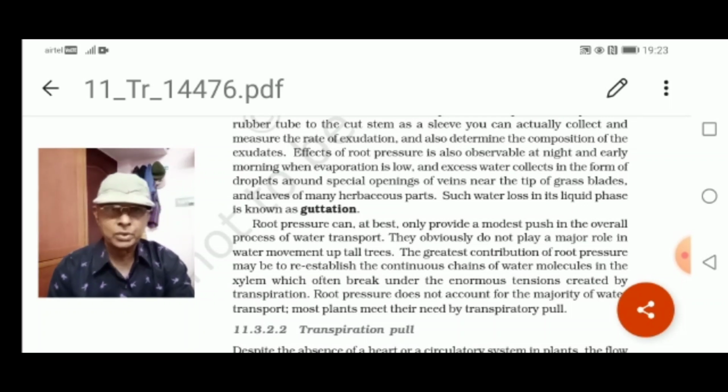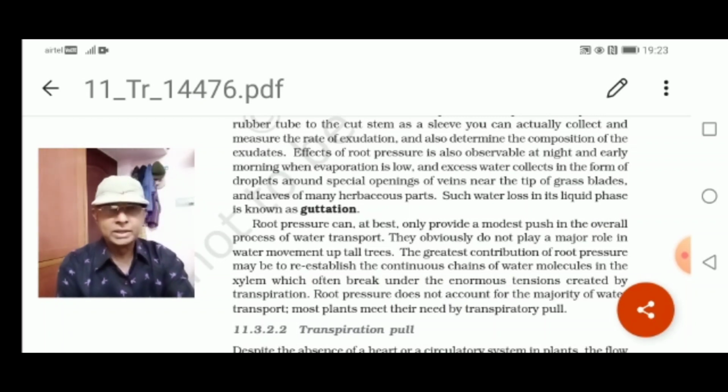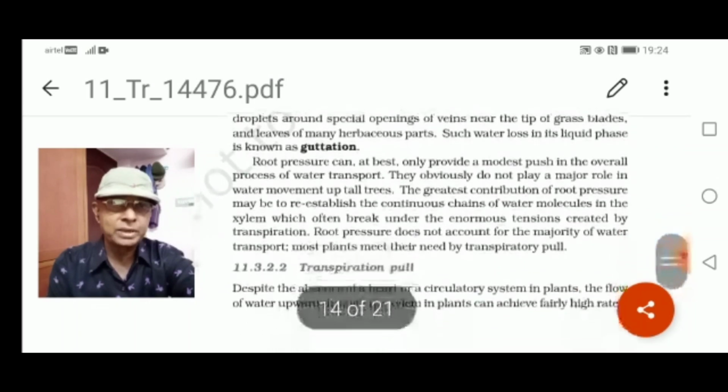What is transpirational pull? During the evaporation of water, during transpiration, a pressure called suction pressure is created in the mesophyll tissue of the leaf, which will uplift the water column from the aerial parts and also from the root. That is called transpiration pull. There is a pull, a force, a suction pressure created in the mesophyll tissue of the leaf that will uplift the water column from the root system to the aerial parts. That is the transpirational pull.